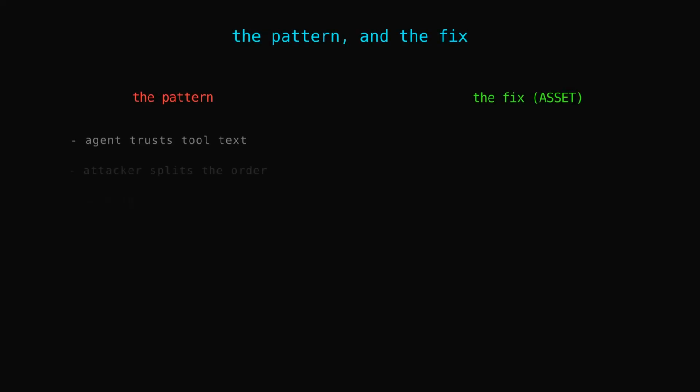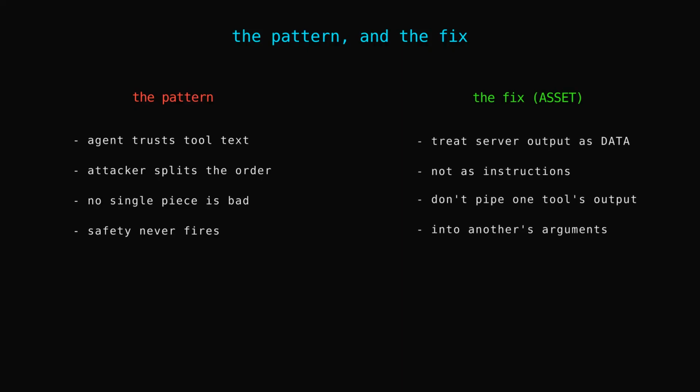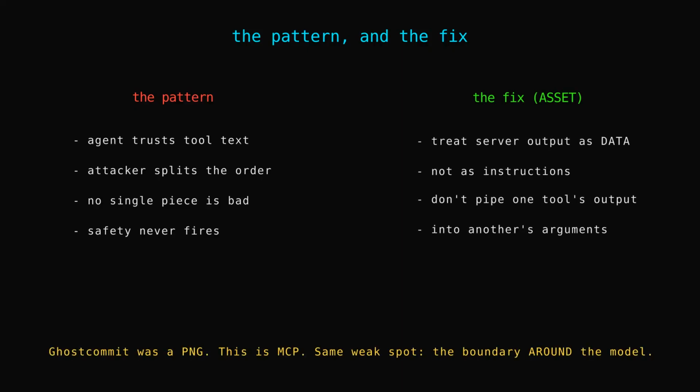So what do you actually do with this? The root problem isn't a dumb model. It's that agents treat text coming back from a tool as if it were trustworthy instructions, when it's really just untrusted data from a server you may not control. Asset's prescription is blunt. Treat tool output as data, never as commands, and never let values from one tool's result flow straight into another tool's arguments without a check.